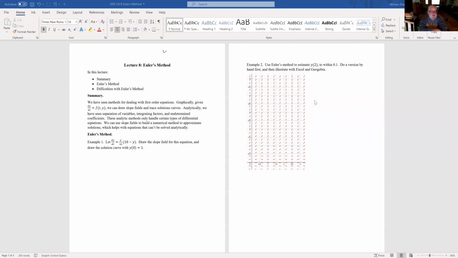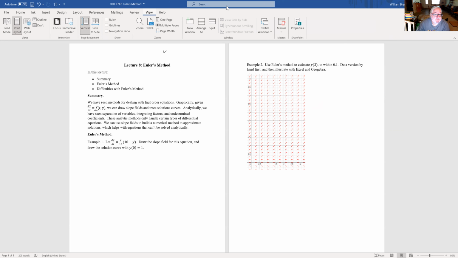Okay, lecture 8, Euler's method. So we'll summarize what we've done so far, and then we will talk about Euler's method. We've dealt with some first order equations graphically. If we have dy/dt equals f of t, y, you can get slope fields and trace solution curves.